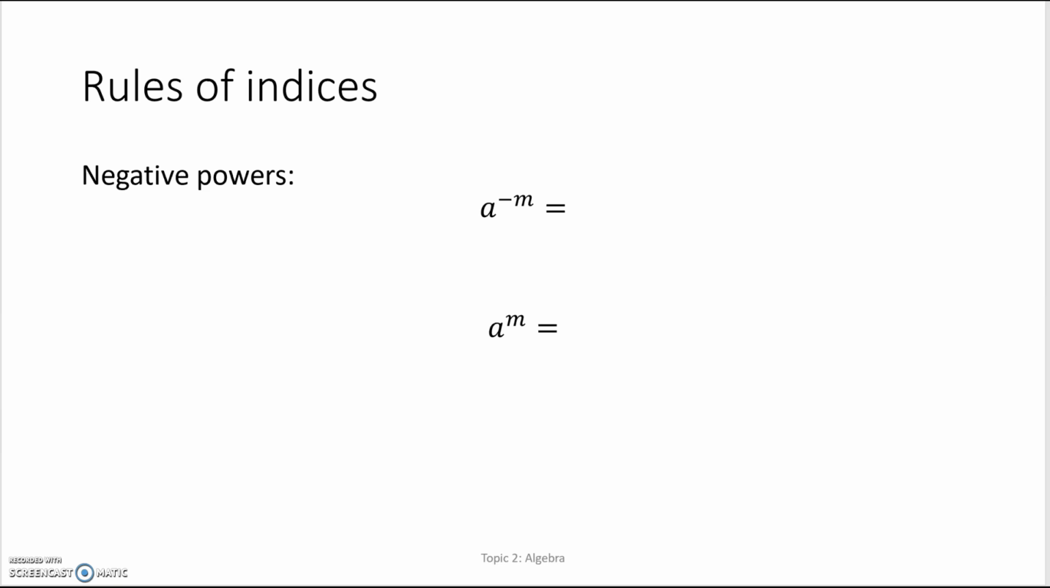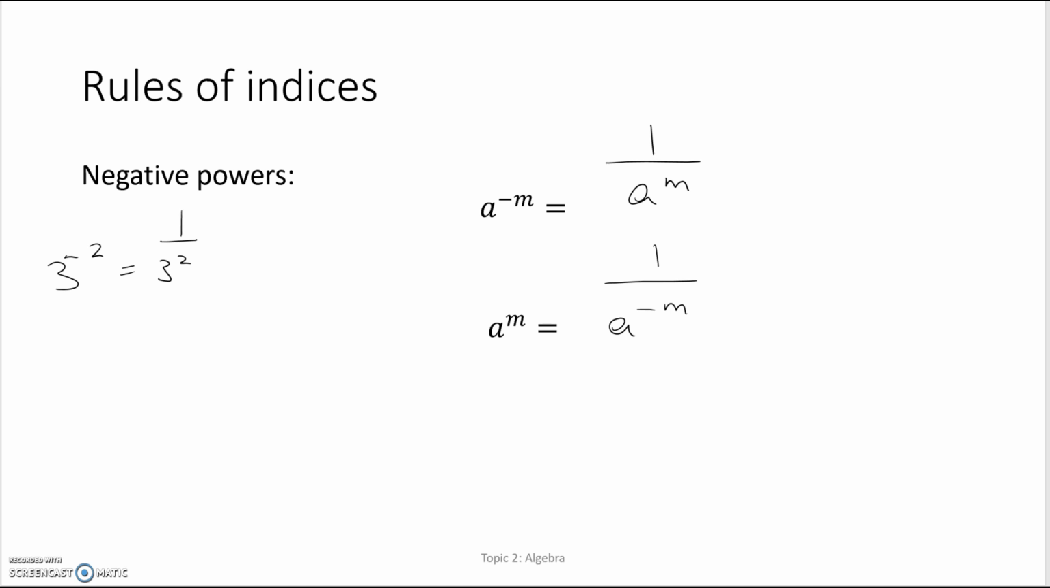The powers don't need to be positive. We can have negative powers as well. So if we find something that says a to the power of negative m, what it means is 1 over a to the power of m. So 3 to the power of negative 2 means 1 over 3 squared. Same thing: a to the power of m equals 1 over a to the power of negative m.